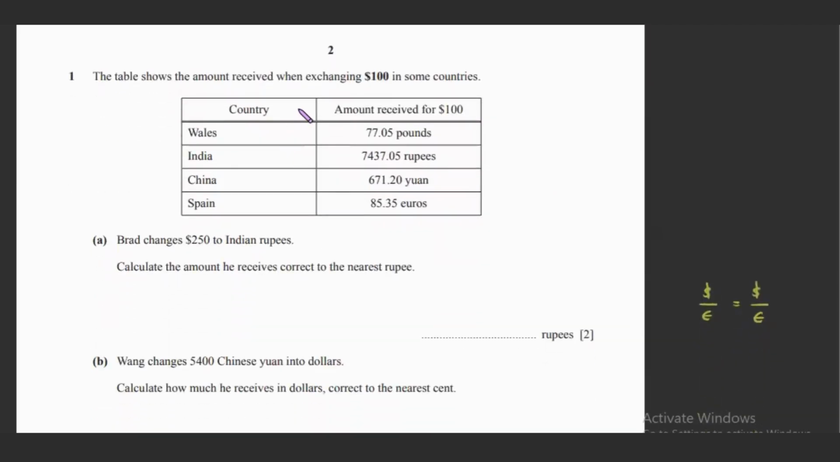The table shows the amount received when exchanging $100 in some countries. We need to keep in mind that when $100 is exchanged, the amounts that we get in different currencies are only mentioned in this table. Brad changes $250 to Indian rupees. Calculate the amount he receives correct to the nearest rupee. In this case, we need to pick Indian rupees.